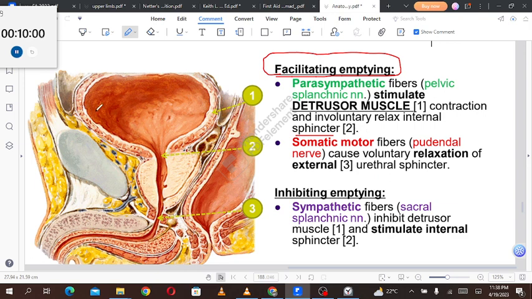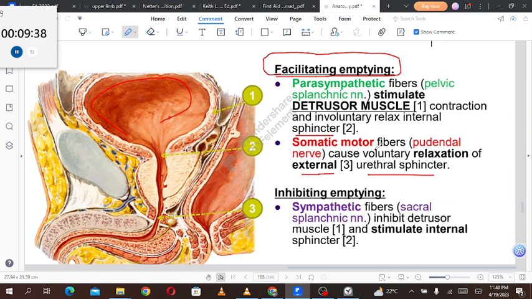Okay, so just give me a second. So we were talking that the parasympathetic fibers, the pelvic splanchnic nerves, stimulate the detrusor muscle. So the detrusor muscle will be stimulated, and there will be involuntary detrusor muscle contraction and involuntary relaxation of the internal sphincter. The internal sphincter will be relaxed. The second point is somatic motor fibers. The pudendal nerve causes voluntary relaxation of the external urethral sphincter as well.